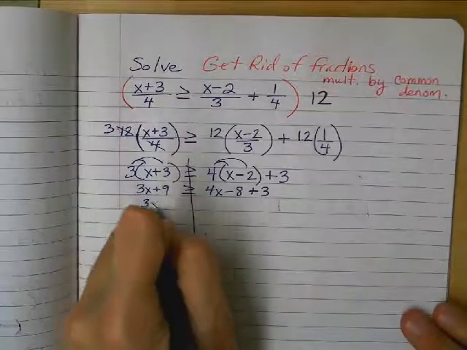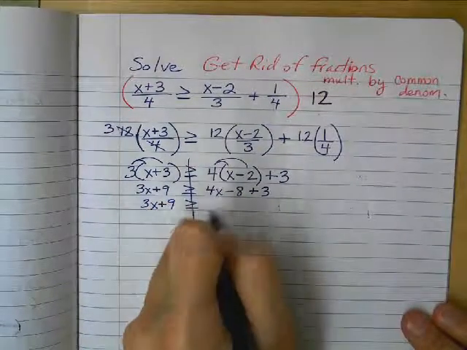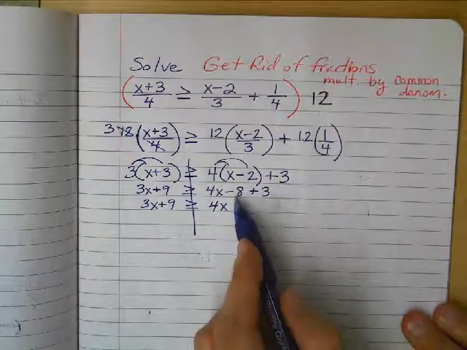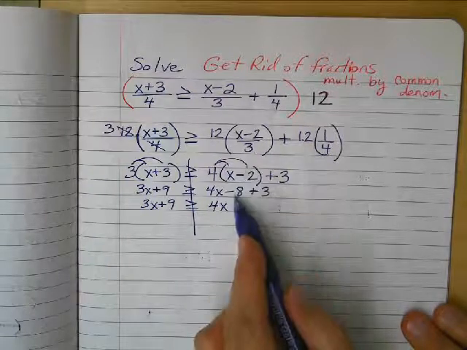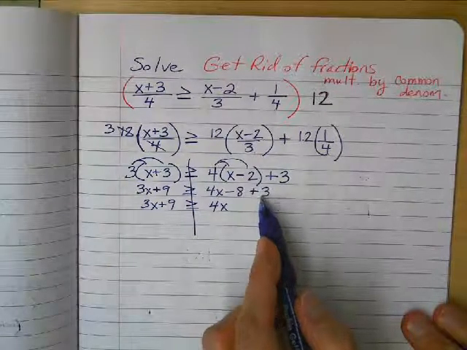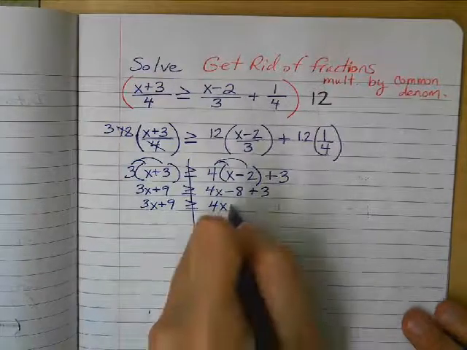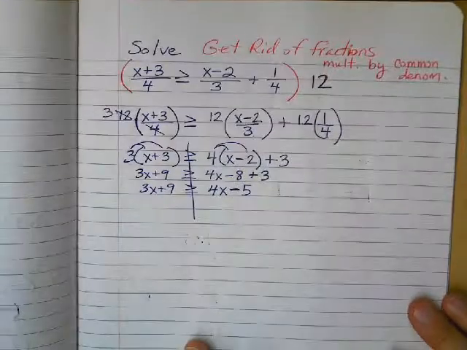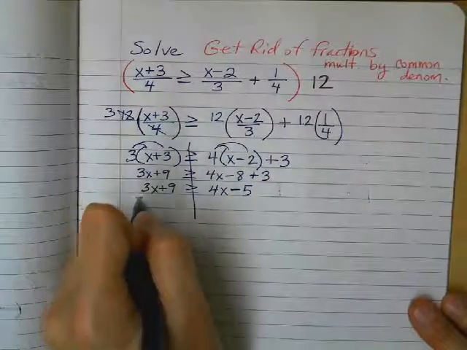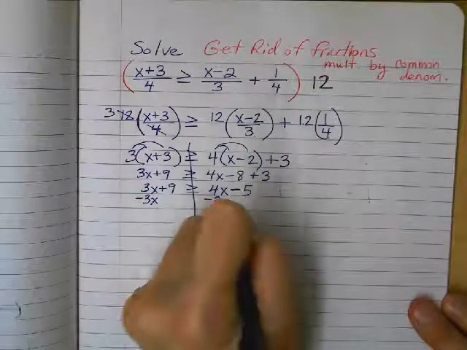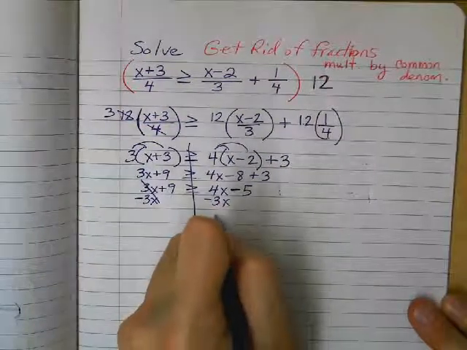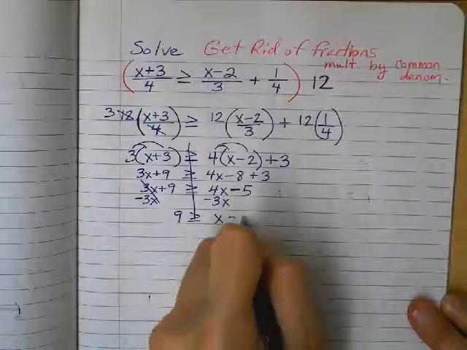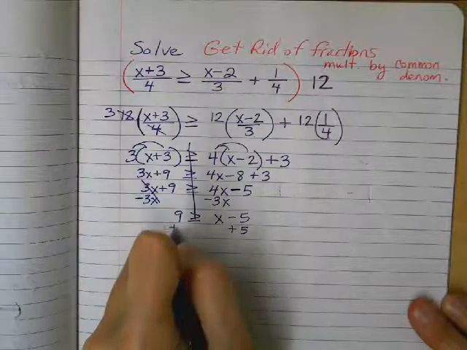Okay, so I got 3x plus 9 on this side. And that minus 8 and the plus 3 can go together. See, that's 4 times 2 was 8, so that's negative 8 plus 3. How much is negative 8 plus 3? -5. And then get your variables on the same side of the problem. So then I would minus 3x. That's just 1x. And then add 5. Add 5.